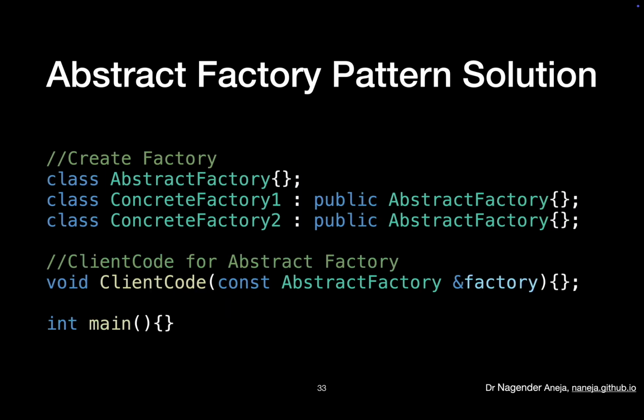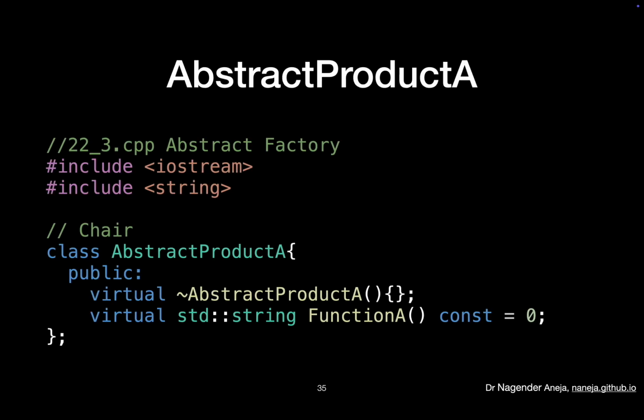Now we need to have an abstract factory. So we'll say, okay, create a class abstract factory, and from this abstract factory, we'll create multiple factories. We'll say concrete factory 1, concrete factory 2 subclasses from the abstract factory, and then we'll say create the client code. So this client code will work with the abstract factory, right? And then finally we can define the main. Now let's implement this abstract factory. This was a very high level overview.